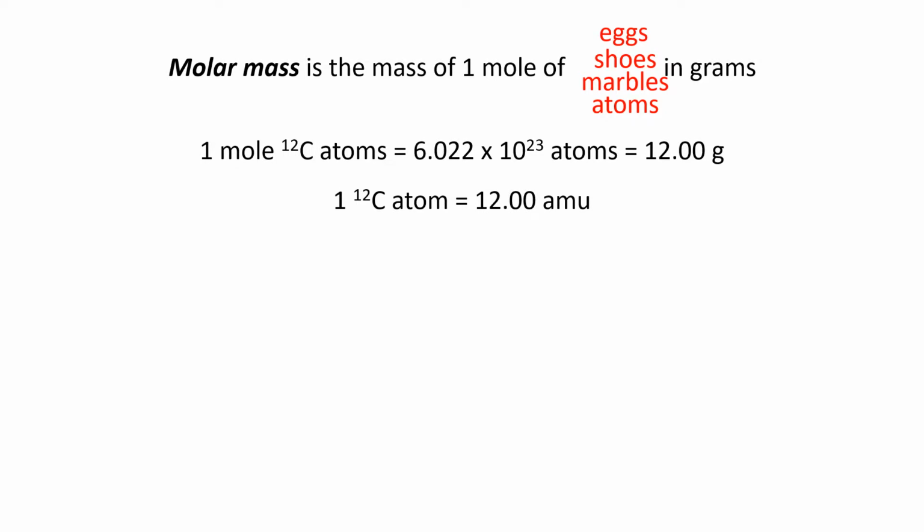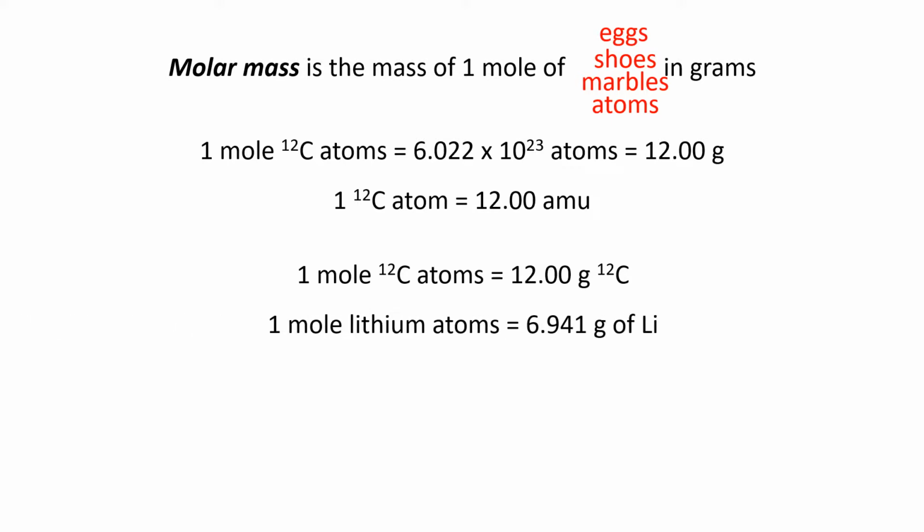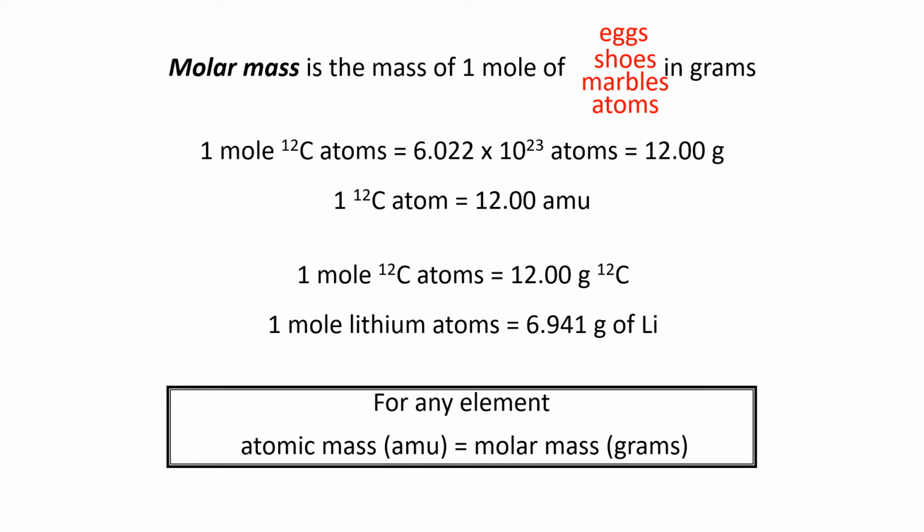So 1 mole of carbon-12 atoms equals Avogadro's number of atoms, and that equals a mass of 12.00 grams. 1 carbon-12 atom has an atomic mass of 12 AMUs. So essentially, the average atomic mass that we see on the periodic table, the numerical value, is used as the mass in grams for 1 mole of whatever that element is. So 1 mole of lithium atoms is 6.941 grams of lithium. So for any element, the atomic mass in AMUs is equal to the molar mass in grams.